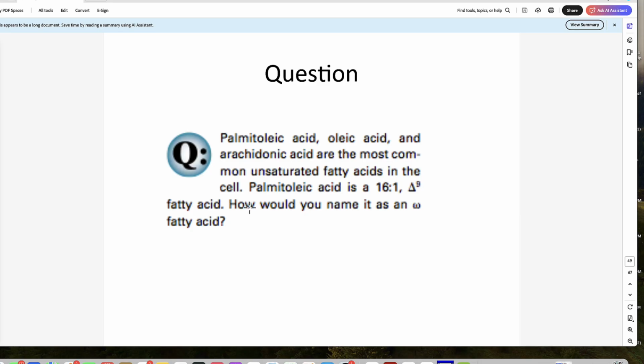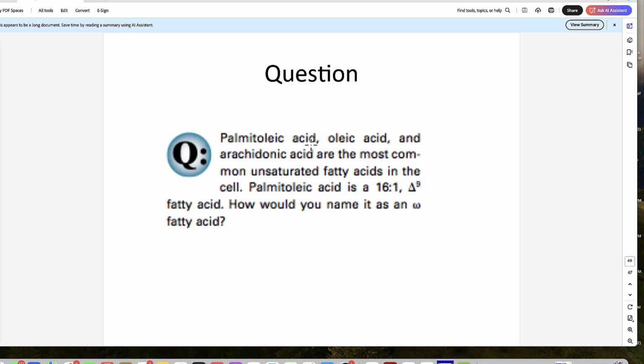So I want you to pause it here and do this question. Okay. So hopefully you were able to read this question, and it's ultimately asking you about these 3 acids, and it says palmitic acid is a 16:1 delta 9 fatty acid. How would you name it as an omega fatty acid?